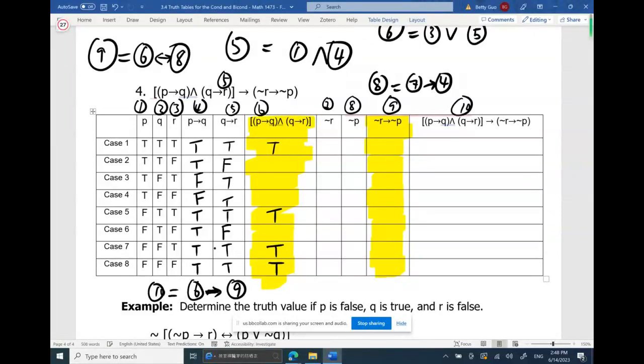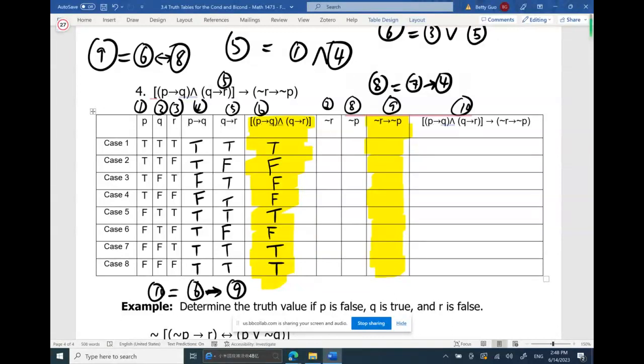For column 6 to be true, for the conjunction to be true, number 4 and number 5 have to be both true. This is both true. This is both true. This is both true. And all other cases are false, false, false, false. Yeah, we have one piece taken care of.